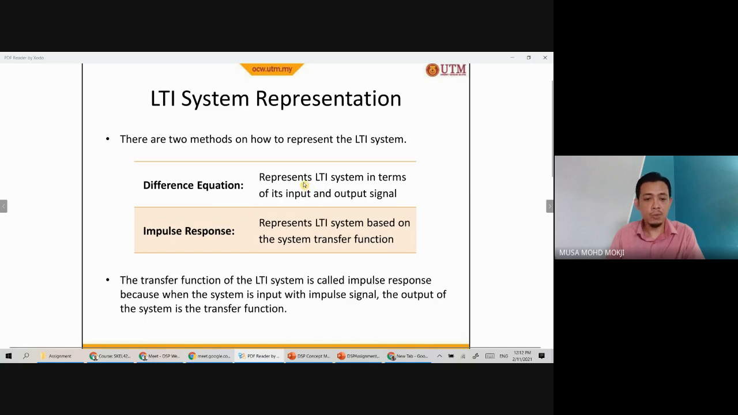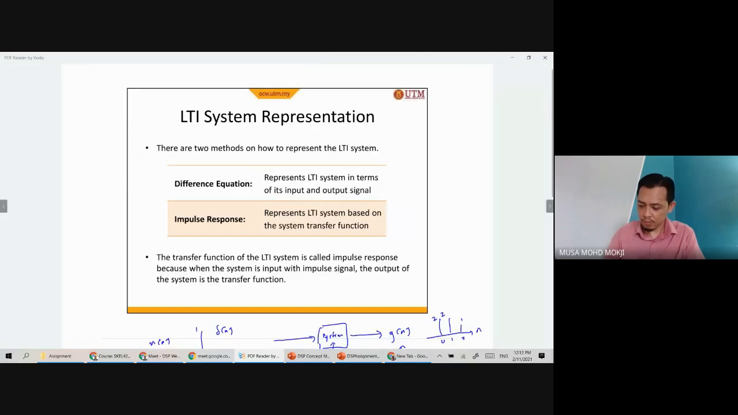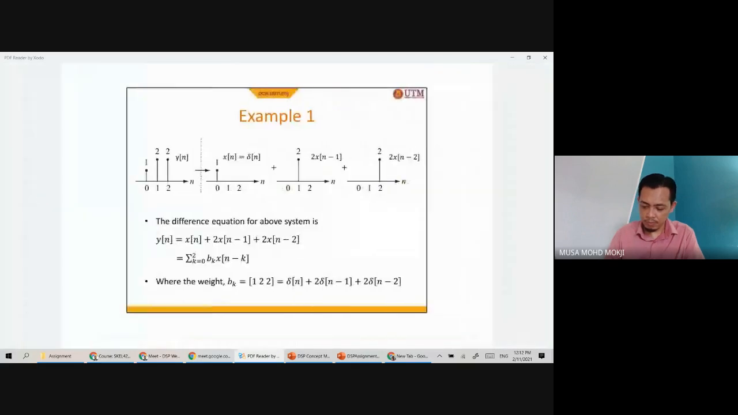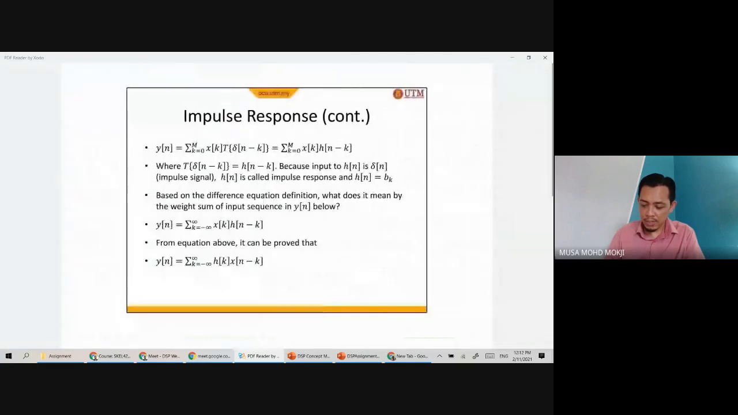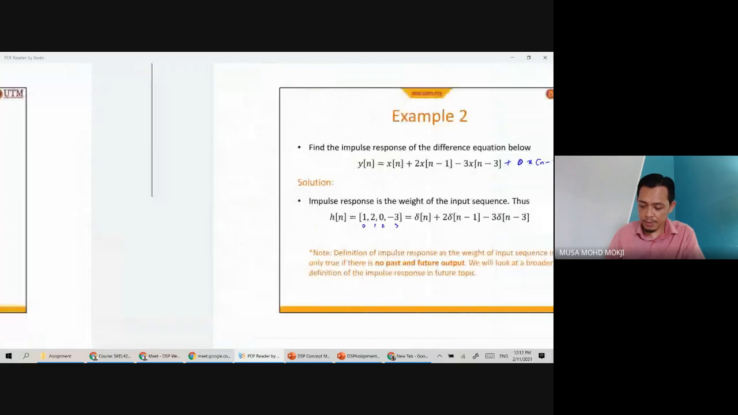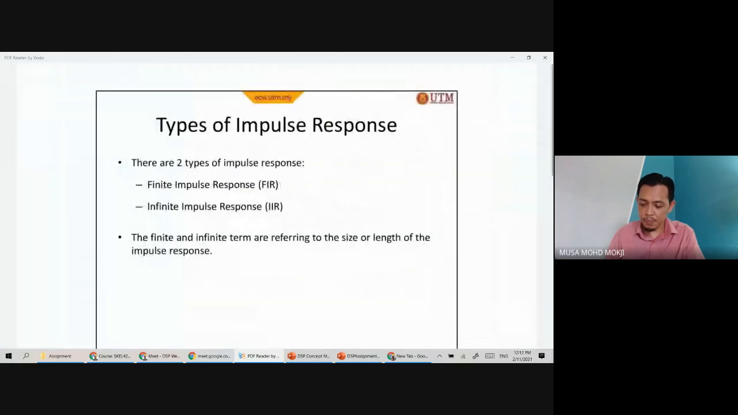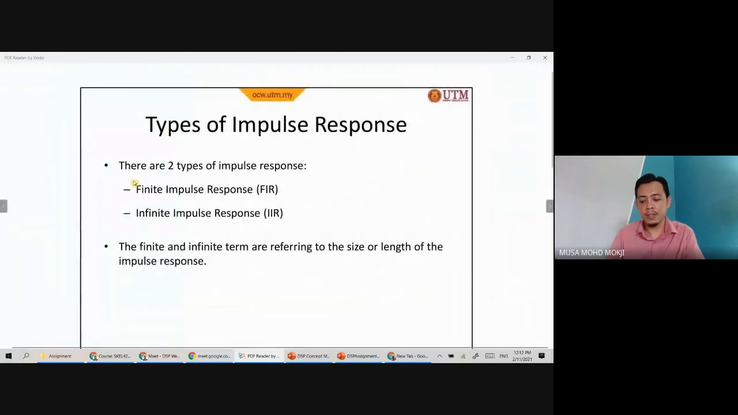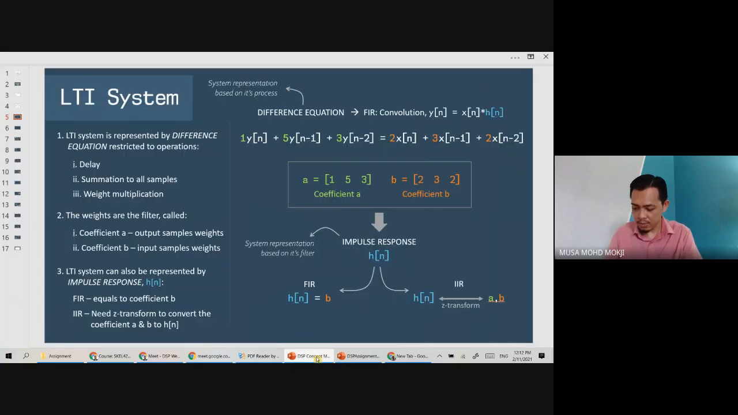And we have already seen how, if we have only an input sequence, to convert this difference equation into an impulse response. Okay, so we have seen that. And we have also seen the types of impulse response, which are FIR and IIR. Okay, I think I can show you some, I have a slide here.